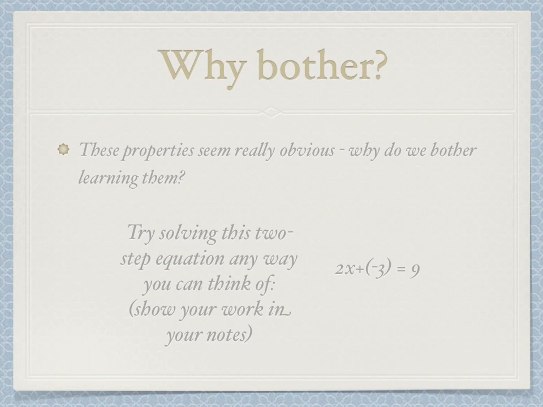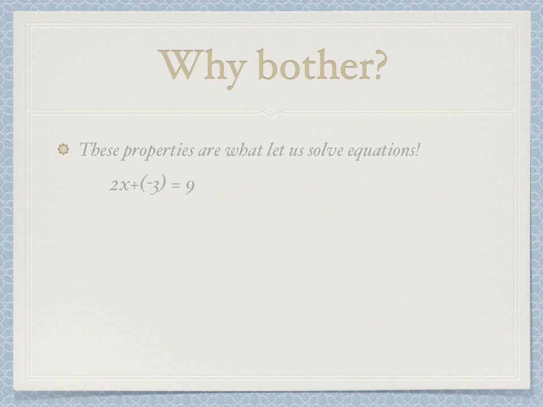Okay, so let's see what we've got here. 2x plus negative 3 equals 9. That's the equation that you were trying to solve. These properties that we've been working with are what let us solve these equations. So for example, the first thing you might do in this equation is add 3 to both sides. What lets you do that? Why is it okay to add 3 to both sides of the equation? Why does that not sort of mess things up?